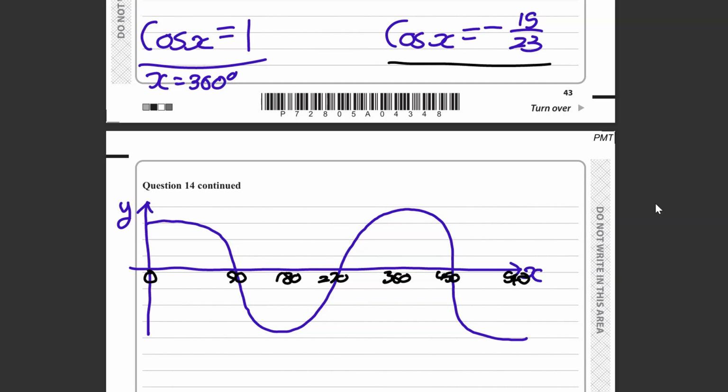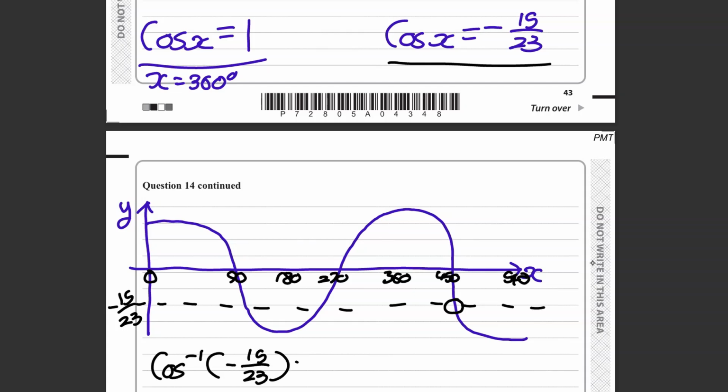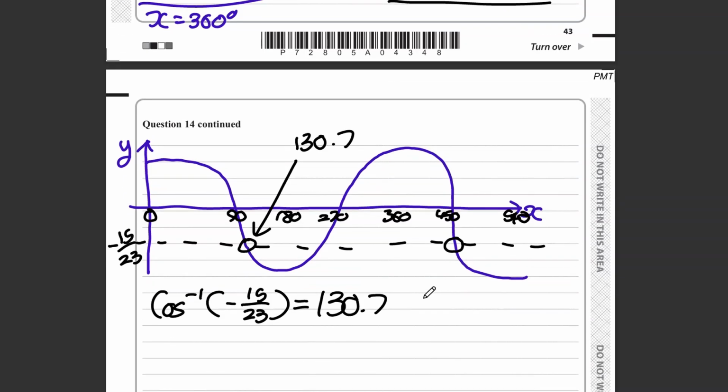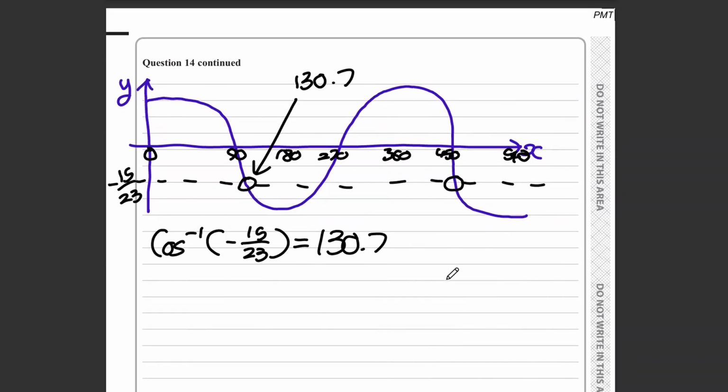Okay, so now let's focus on cos x is equal to minus 15 over 23. If we use the same graph, and say that minus 15 over 23 is here, we can see between 360 and 540 there is one solution here. So how do we find this solution? Well, if you put the inverse cos of minus 15 over 23 into your calculator, you get out a value of 130.7 to 1 decimal place. This is the solution here that your calculator is giving out, but we can use this to get this solution here, because as I've talked about before, trigonometric graphs are symmetrical.